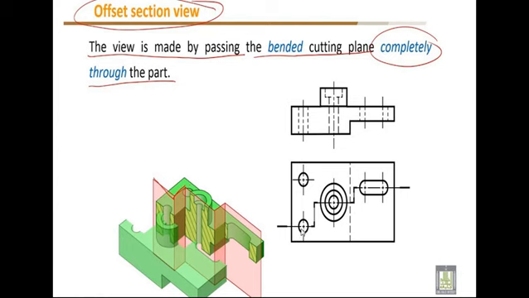The holes are not in one line; the holes are offset from each other. So we are using a bending cutting plane. The cutting plane is bent at one point. Then we'll remove this part. So this is the hatching pattern. We have done the hatching like this.